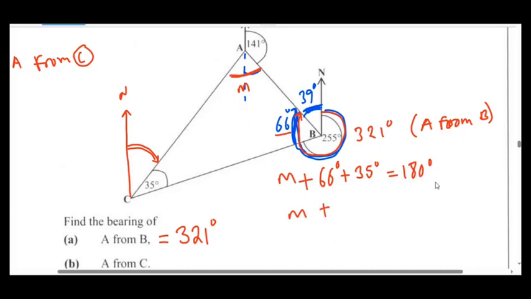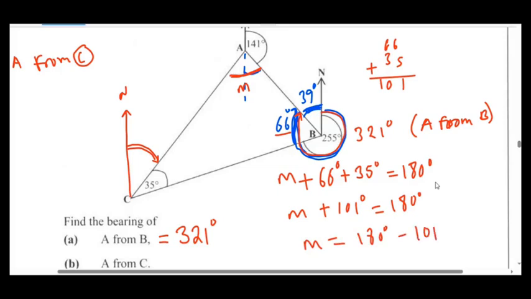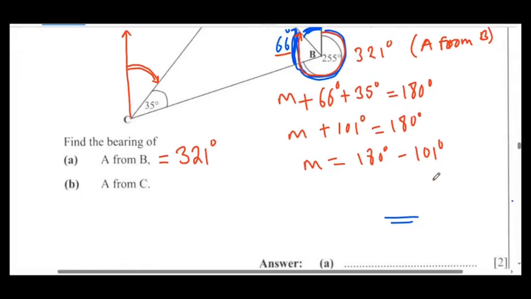So here you just add 66 plus 35. 6 plus 5 will give us 11. 6 plus 3 will give us 9, plus 1, 10. So this will be 101. So we have M plus 101 degrees is equal to 180 degrees. Here we are going to say M is equal to 180 degrees minus 101 degrees. So the 101 degrees has just been taken to the right hand side.